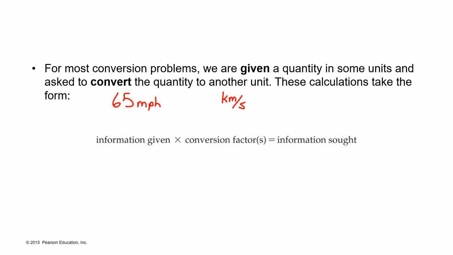Well, let me ask this. Is there another way that I can write miles per hour to make it more reasonable to use as looking at the units? So I can write this as 65 miles for every 1 hour. So if I'm going 65 miles per hour, I can travel 65 miles in 1 hour. All right. I need to get to kilometers per second. So does anybody know? Let's try to get from miles to kilometers first. Does anybody know a conversion factor from miles to kilometers?